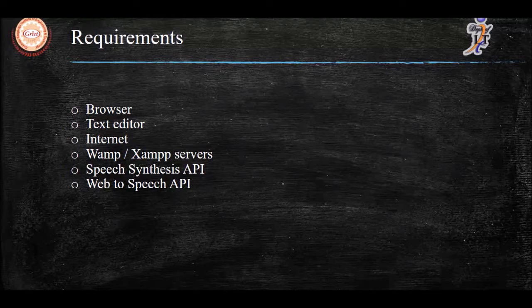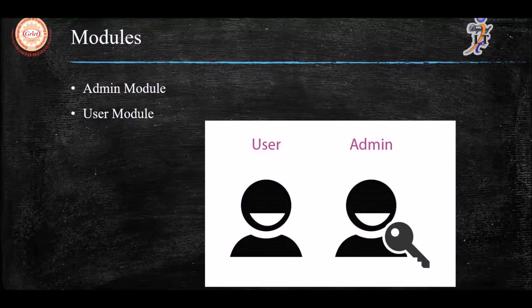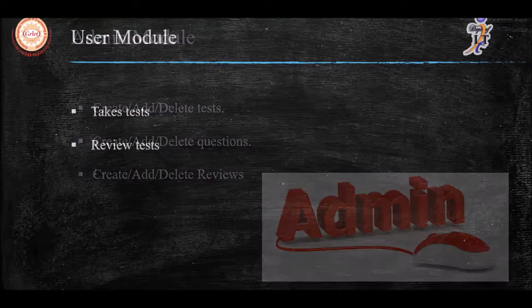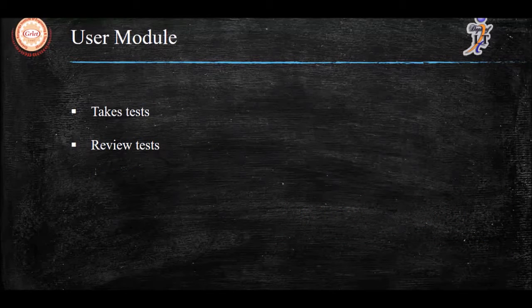Requirements for this project, we need a browser and a text editor, an active internet, XAMPP or WAMP servers, speech to text, speech synthesis and speech synthesis API. Modules, it consists of two modules. One is admin module and the second one is user module. In admin module, the admin can create, delete, add the test, and even he can create, delete, add the questions and also reviews to that particular test. And in the user module, the user can take the test and he can review the test.